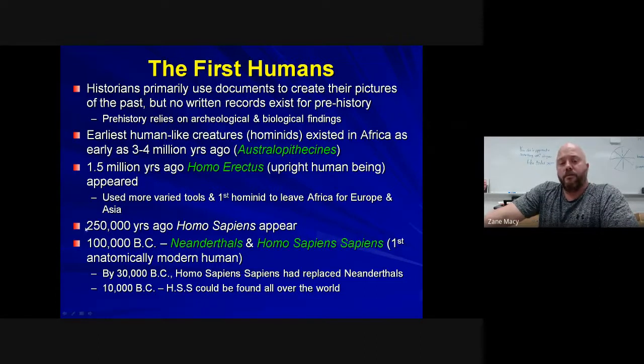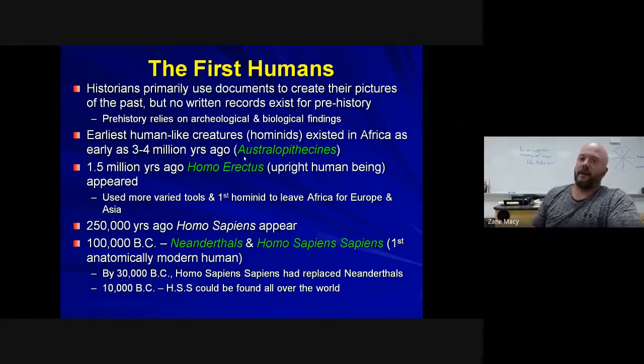Now, going through prehistory here really quick, and we're going to do this super fast. The earliest human-like creatures, which are referred to as hominids, existed in Africa as early as 3 to 4 million years ago. The pronunciation here, and I might butcher this, but that's the thing in my class, folks.